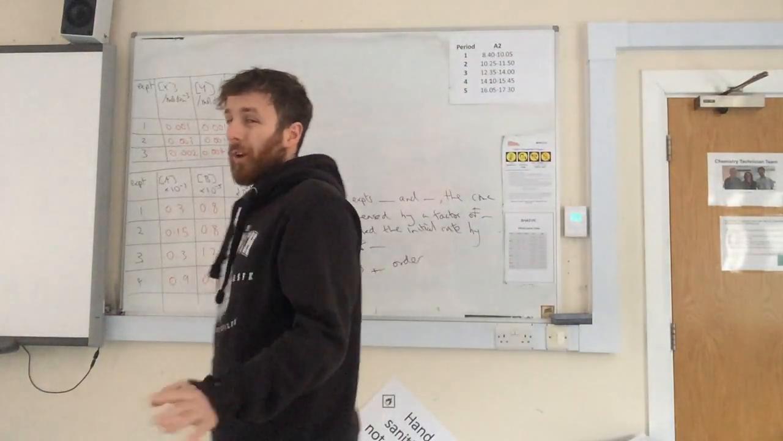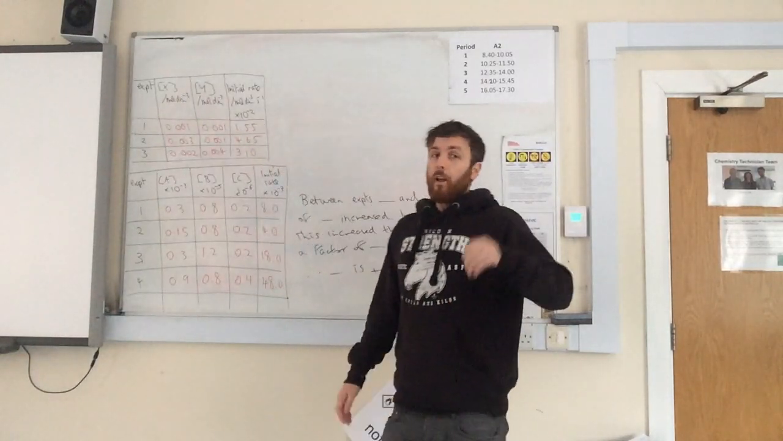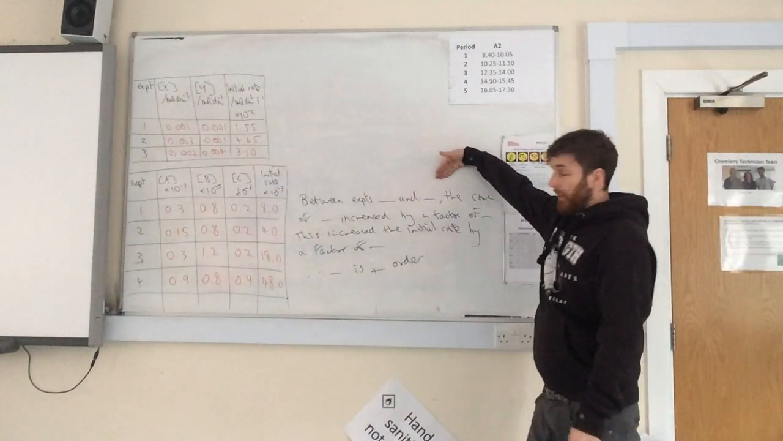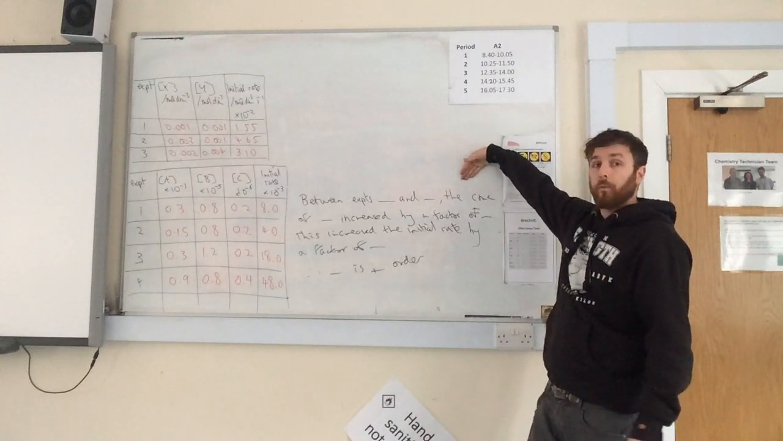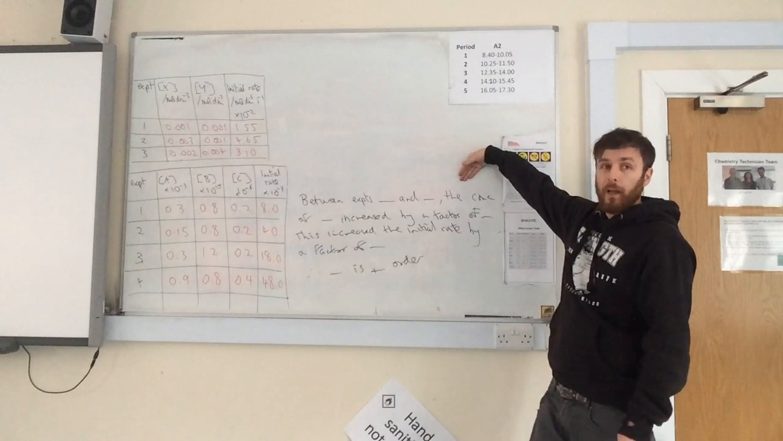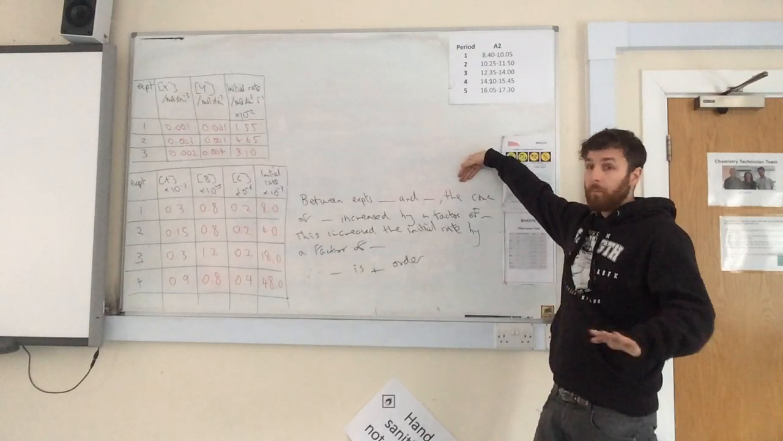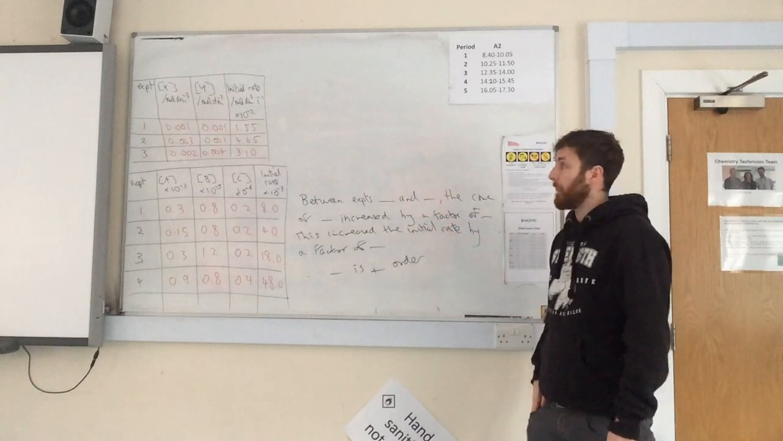Okay, so I'm going to go through this now, this first one. I think we need to help this. If you're watching at home, this is the sentence we need to fill in. Between experiments blank and blank, the concentration of blank increased by a factor of blank. This increased the initial rate by a factor of blank, therefore blank is blank order. So all I'm going to do is fill this in. Fill in the blanks, basically.